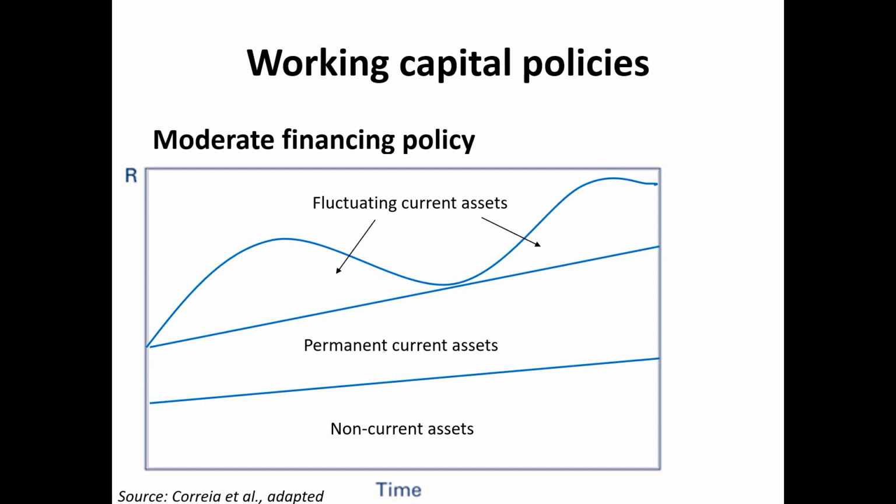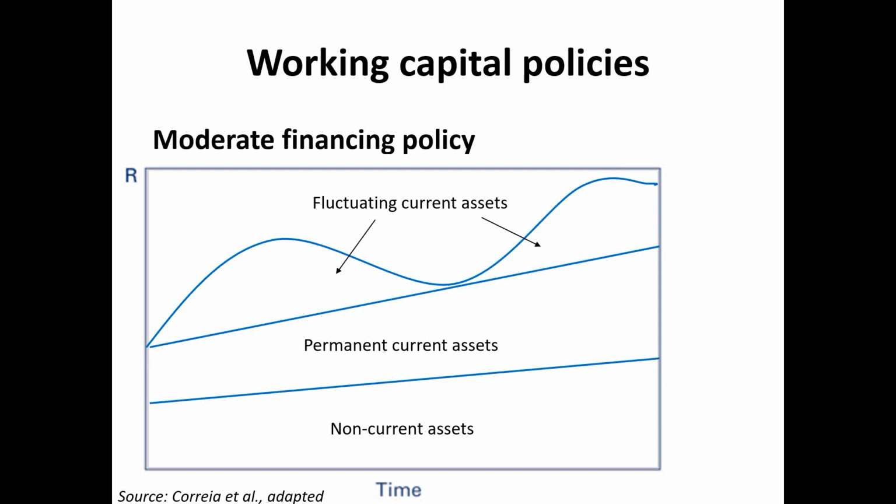The question now is how we would finance this using a moderate financing policy. So sometime before we spoke about the issue of wanting to match our financing with our assets. So long-term assets should generally be matched with long-term finance, and short-term assets should be matched with short-term finance. Thus, our non-current assets will be matched with non-current finance. Our fluctuating assets will be matched with short-term finance.